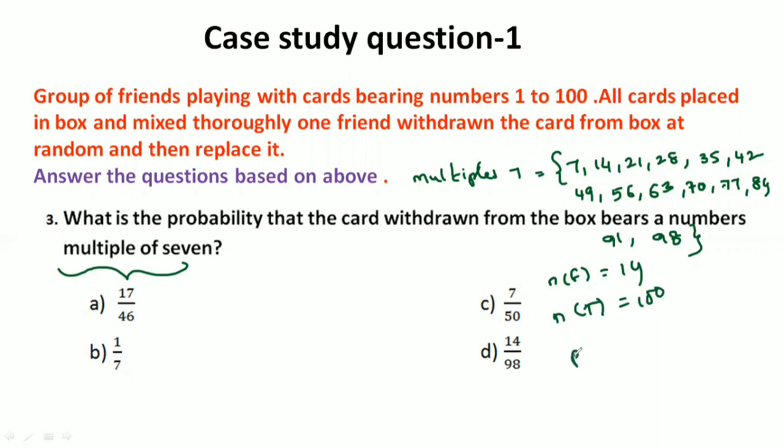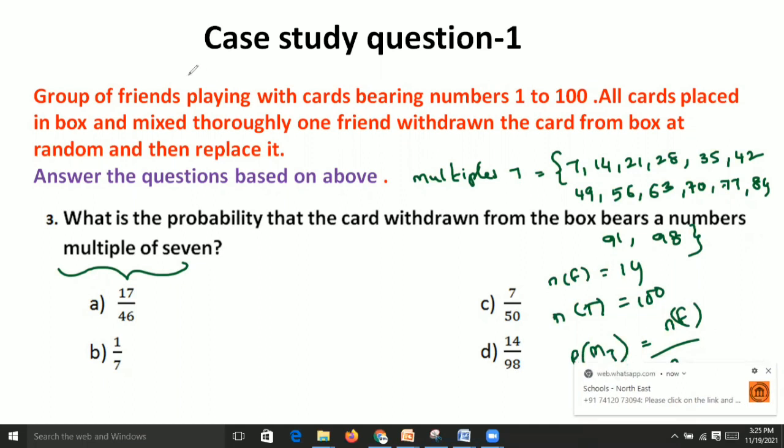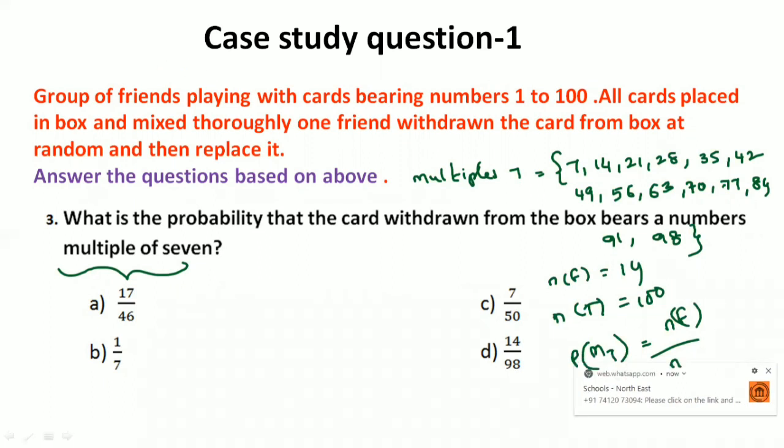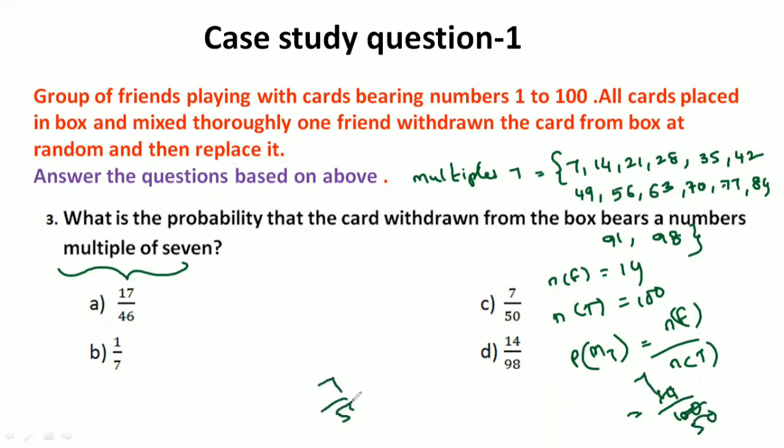Right, children, therefore the probability of getting multiples of 7 is equal to number of favorable outcomes by total number of outcomes. Now, let us write the formula. Let us substitute these values in the problem. Number of favorable outcomes is 14 and total number of outcomes is 100. Is there any cancellation? Yes, there is a cancellation: 2 7s and 2 50s.